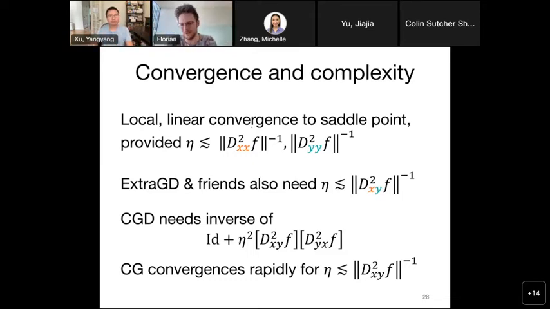But I'm not claiming this is actually a very deep thing. It's just what you get from the classic stability analysis type of tools, basically. Got it. Yeah, thanks.